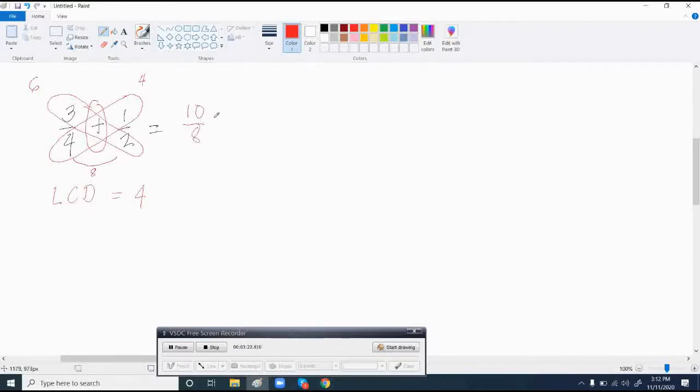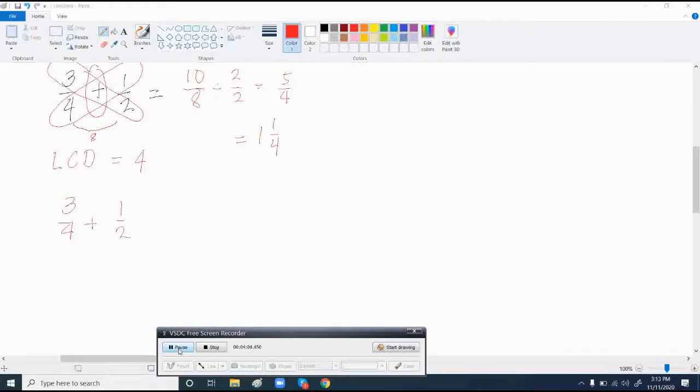Since your fraction is 10 over 8, you can simplify this number by using 2. The common factor of 10 and 8 is 2, and that would be 5 over 4. Our total is an improper fraction. An improper fraction means that your numerator is bigger than your denominator. So simply simplify it by finding the mixed number, and the mixed number for this one will be 1 and 1/4.